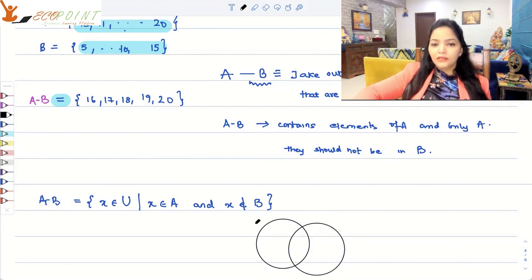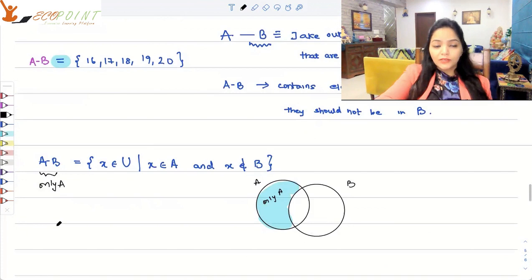So you can think this is A and this is B. Everything that is in A, but it's not in B. So which means if you take out the intersection of A and B, that will give you only A. So A minus B is actually only A. Only A.